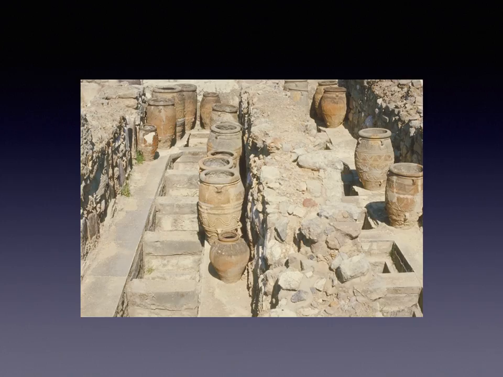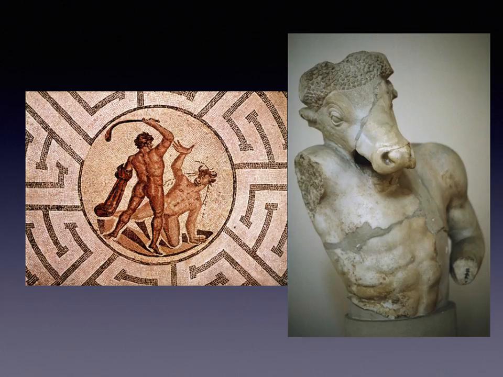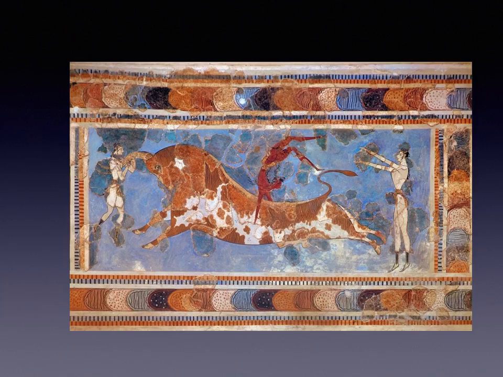Here are some examples of what we find inside this very large structure, kind of a little mini city unto itself, the Knossos Palace. Here we have this, I find it marvelously fanciful, fresco of a bull jumping in Knossos.